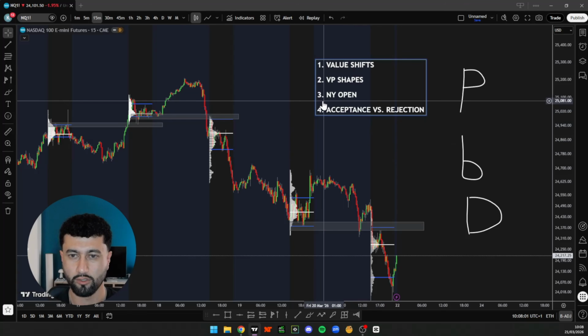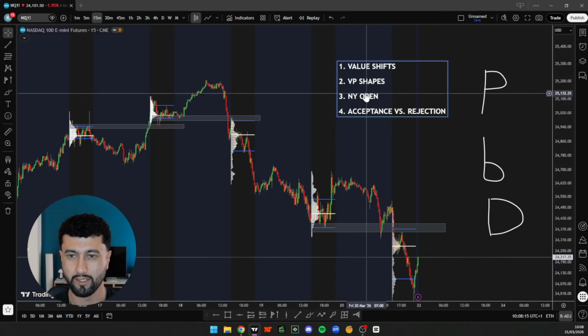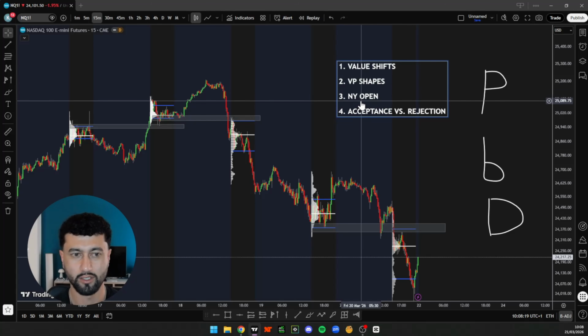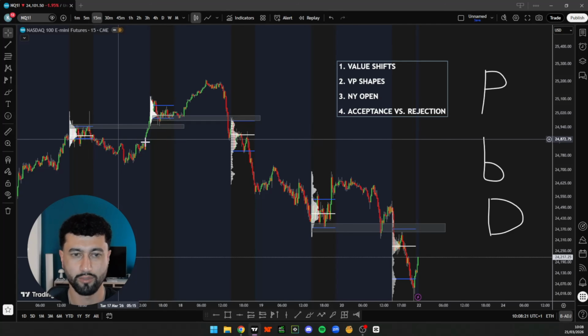But we cannot ignore point number 3, which is the most important one, which is where does the New York session open? This idea will give us a clear trading plan and a pre-market plan on knowing how to treat these volume profile levels accordingly.